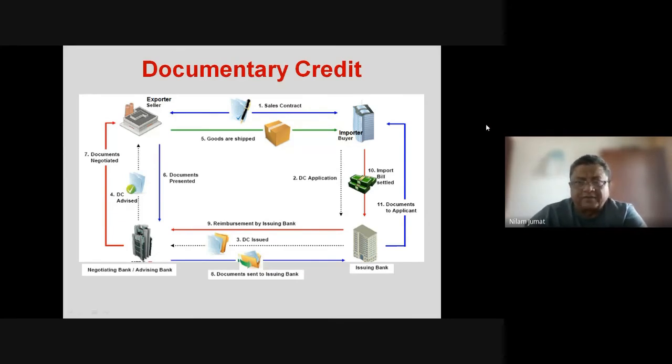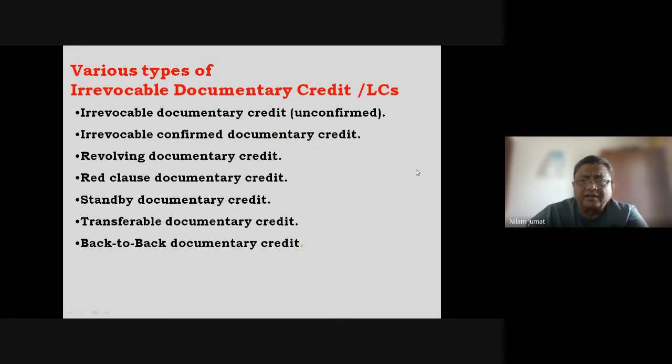Now let's stop the revolving LC there and go to the next one, the rent clause. This is a very simple LC.